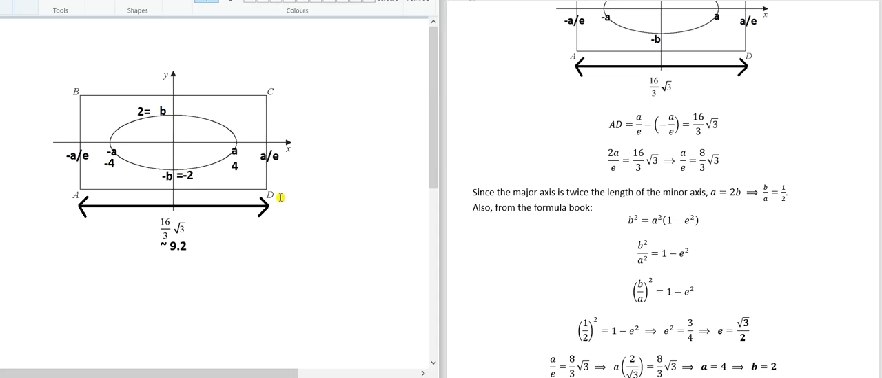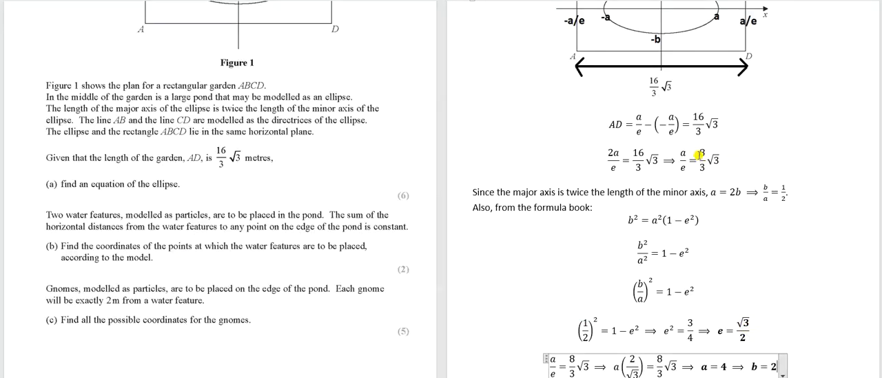Not only that, but we can verify for ourselves that if we have the value of A, which is 4, and we divide it by what we think is E, root 3 over 2, 4 divided by root 3 over 2 gives us 8 divided by root 3, which simplifies to 8 root 3 over 3, which is exactly what we had written here. If you double that, you're back at 16 root 3 over 3, which is what we had there. So this all fits.